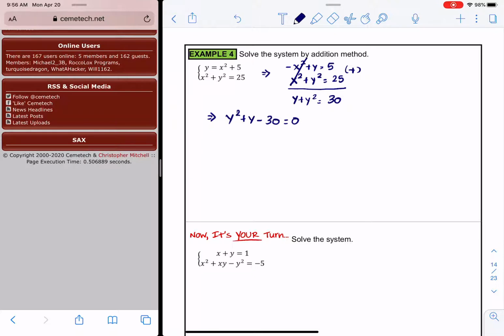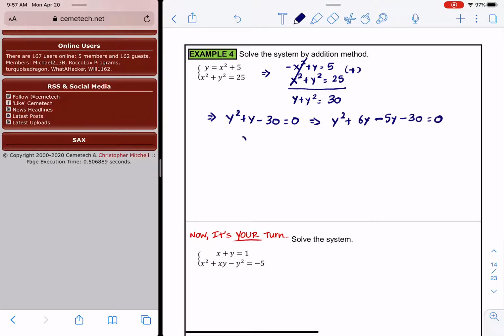That is a quadratic equation, and we can either solve it via factoring or using the quadratic formula. This equation looks as though we could solve it via factoring. If you can factor something, just factor it. Don't use the quadratic formula. So I could rewrite this as y squared plus 6y minus 5y minus 30 equals 0.